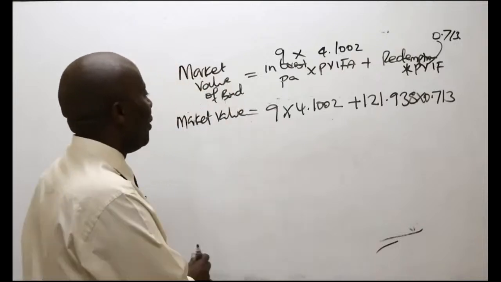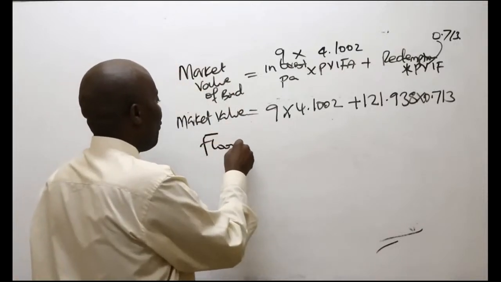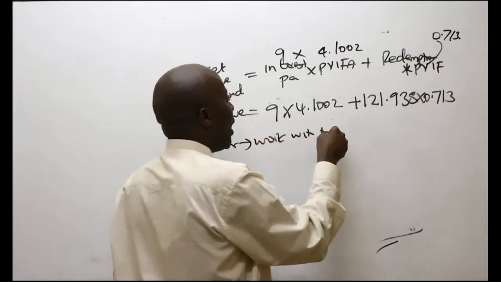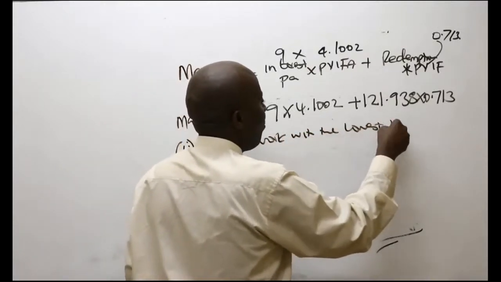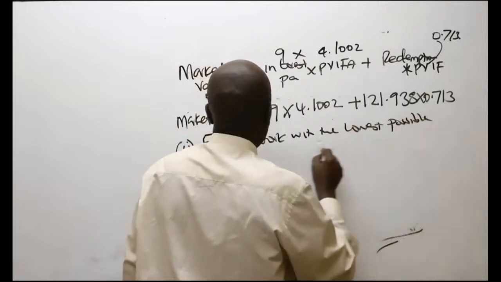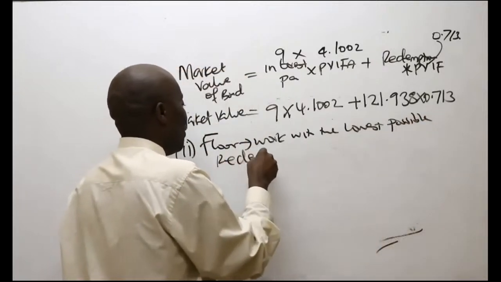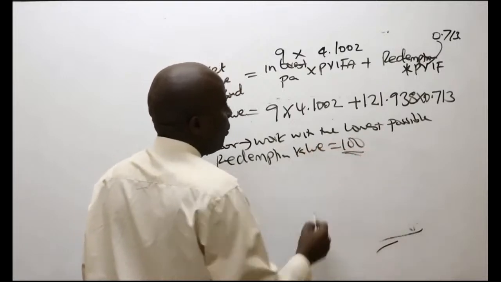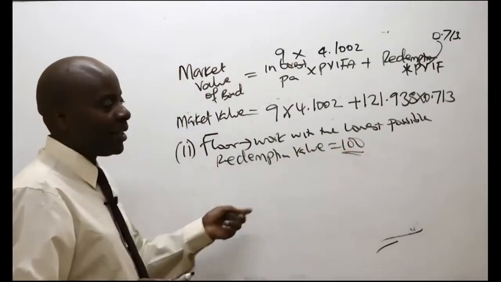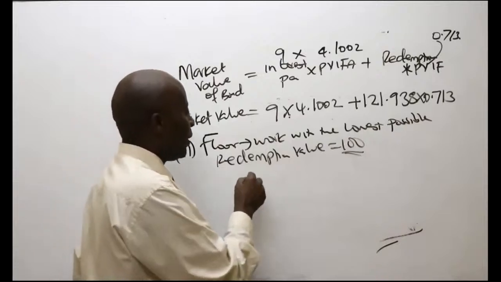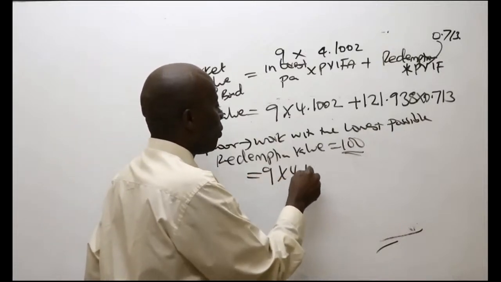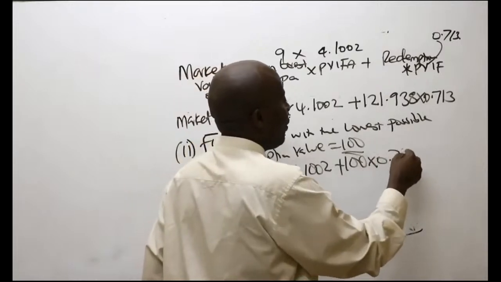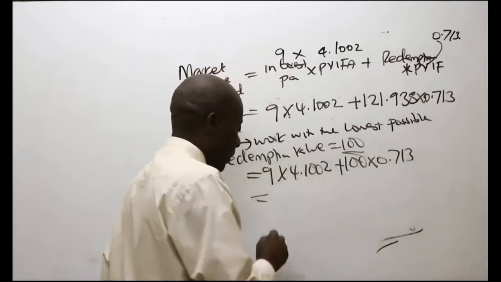So for floor value, work with the lowest possible redemption value, which is basically the par value, which is 100. Every other thing remains the same. The interest here will not be affected. So at the end of the day, we'll be talking of 9 times 4.1002 plus 100 times 0.713.